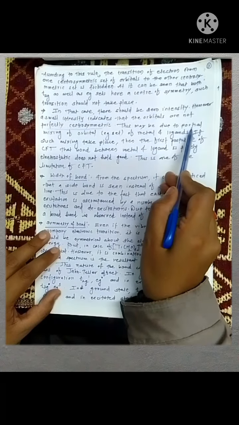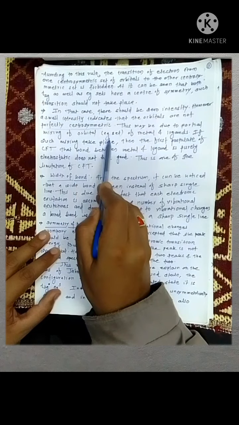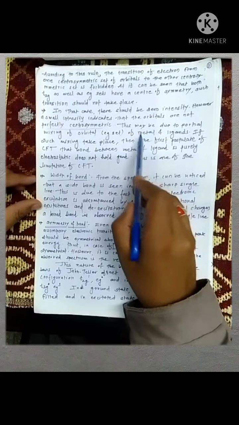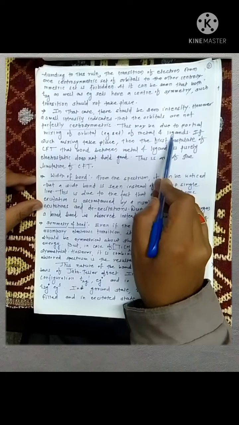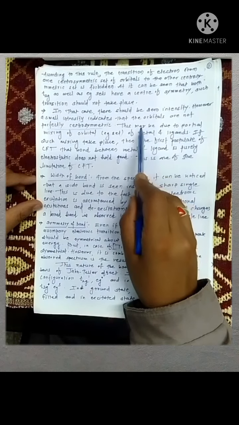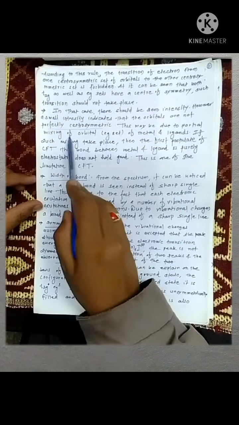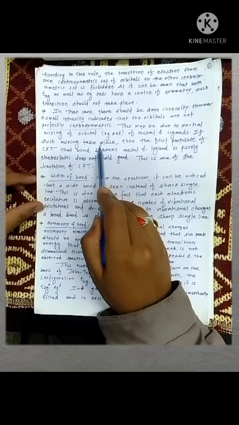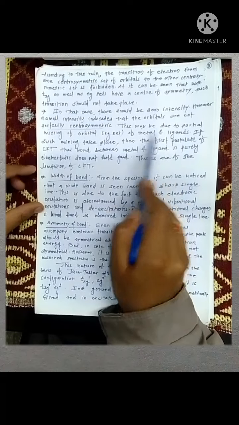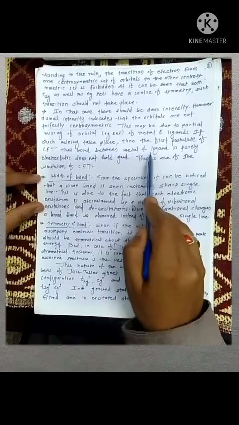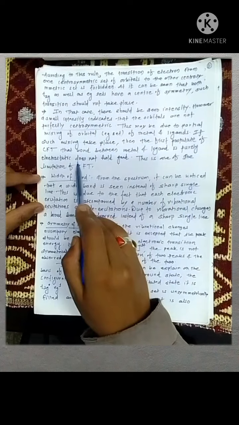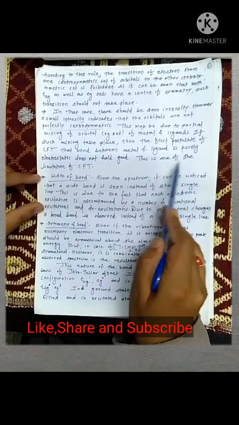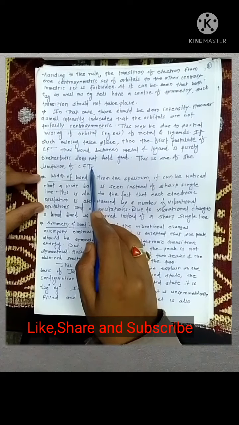This may be due to the partial mixing of orbitals, that is, the eg set of metal orbitals are partially mixed with ligand orbitals. If such a mixing takes place, then the first postulate of CFT, that the bond between metal and ligand is purely electrostatic, does not hold good. This is one of the limitations of CFT.